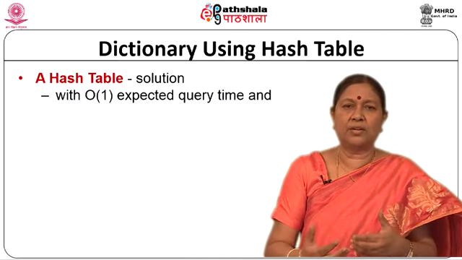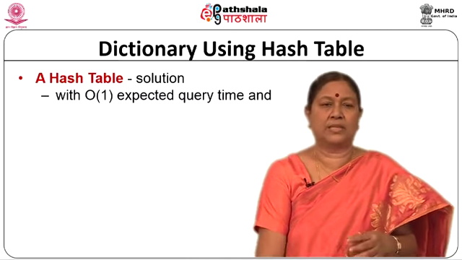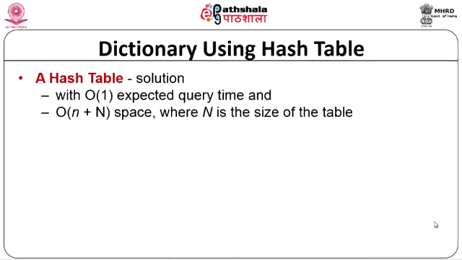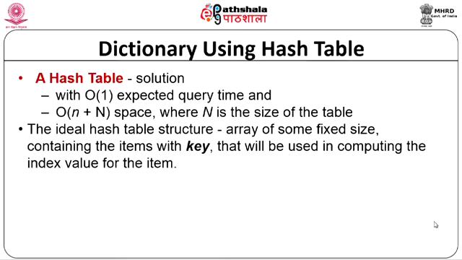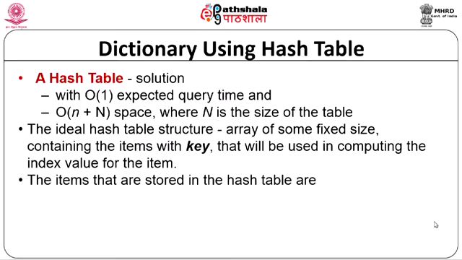We want to try to get of the order of 1 every time we do a search, and the space may be of the order of n plus N. n is the number of entries and N is the size of the table, the hash table that we are talking about. So, in an ideal hash table structure, it is an array of some fixed size containing the items with a key. Now, this key is the important concept of any hash table that will be used in computing the index value of that item. Normally, we do not store it using the array index, we store it using a key, where the key would be the index to the item. So, that is how we do that.